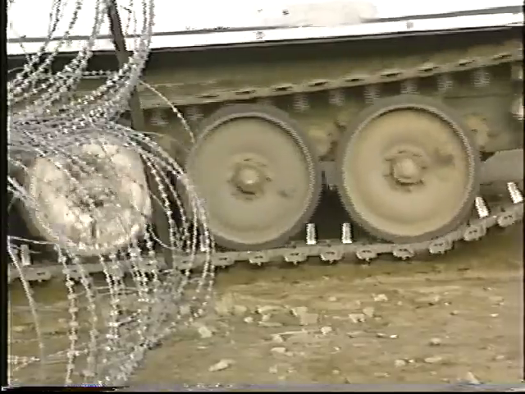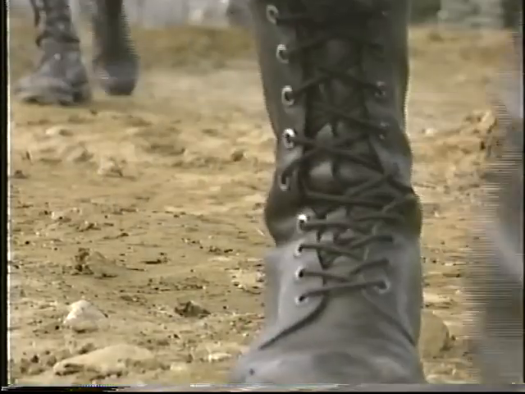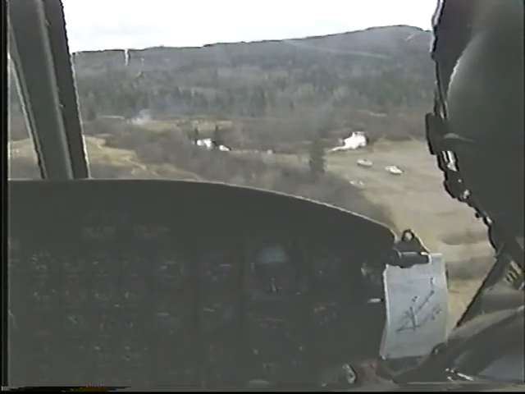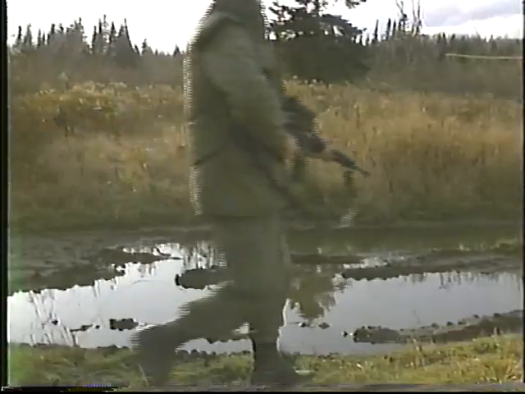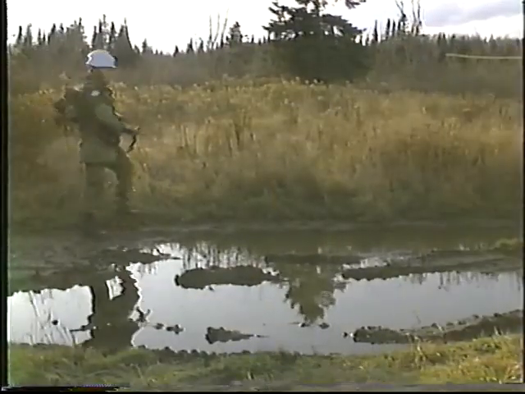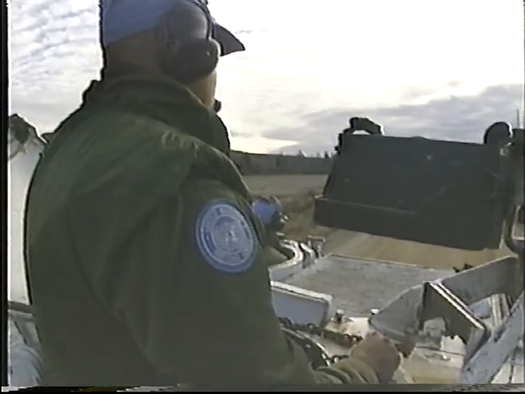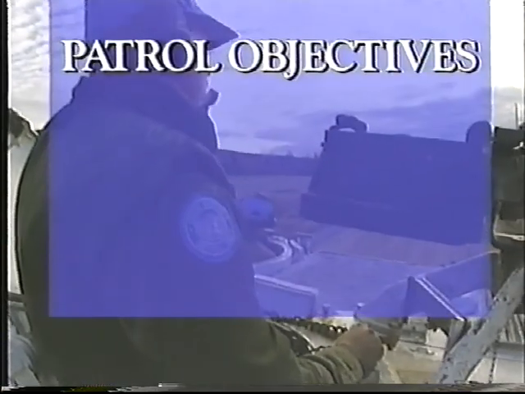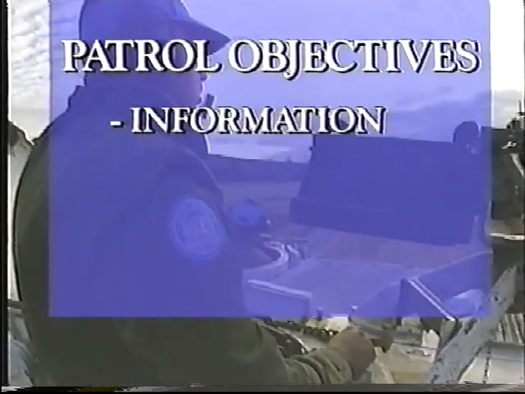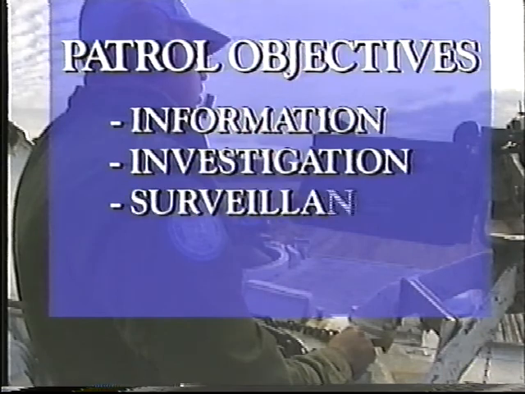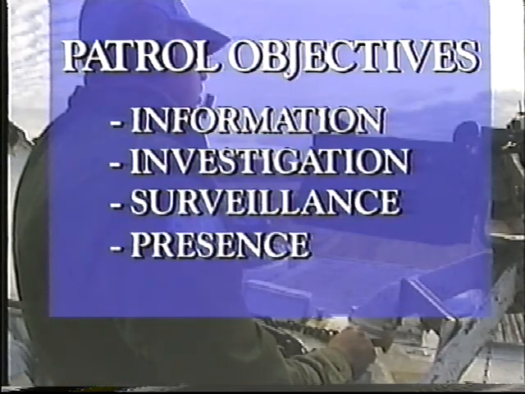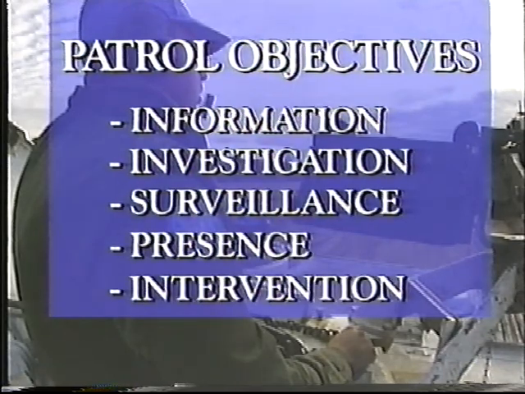Be they motorized, on foot, or airborne, the patrol method selected will depend on the type of approval forecasted, the nature of the terrain, the size of the area to be supervised, and the available resources. Patrols have the following principal objectives: the gathering of information, investigation, surveillance, display of presence, and intervention in order to bring the belligerents to respect the terms of the signed accord.